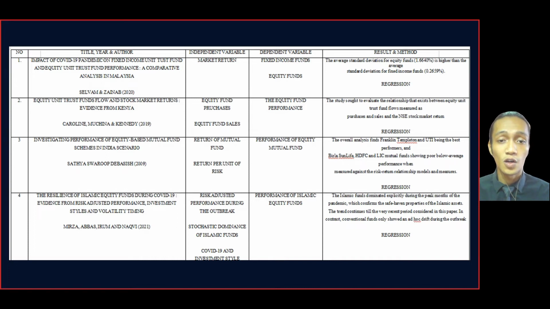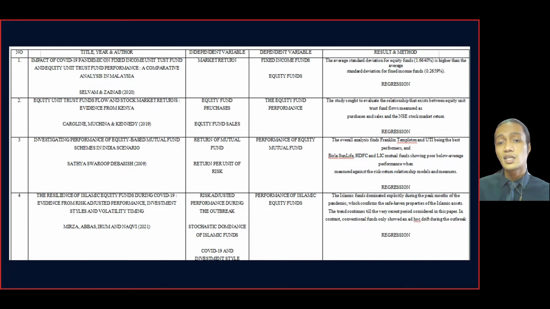the title of the literature that I have used in this study is Investigating Performance of Equity-Based Mutual Fund Scheme in India's Scenario, written by Satya Swarup Debasish in 2009. The independent variable in the study is return of mutual fund and return per unit of risk, and the dependent variable is performance of equity mutual fund.